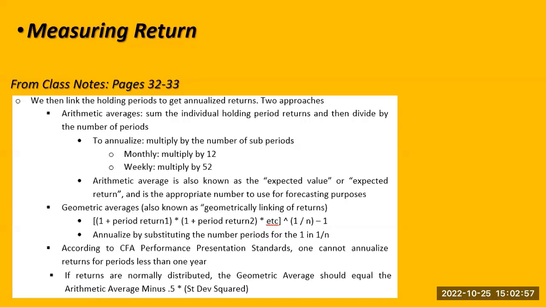Which number will always be higher, arithmetic or geometric? Arithmetic will always be higher. Could be equal, but it can't be lower. It's impossible mathematically. So arithmetic always has to be higher. And why is that? Because of standard deviation. And I'll show you here in a second why that is the case. All right, let's try it.